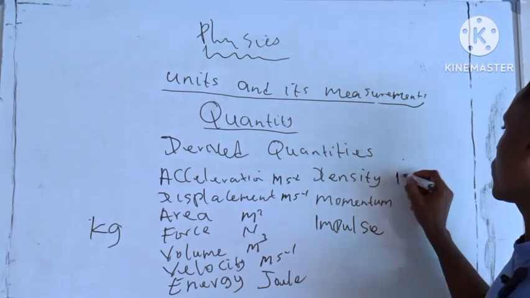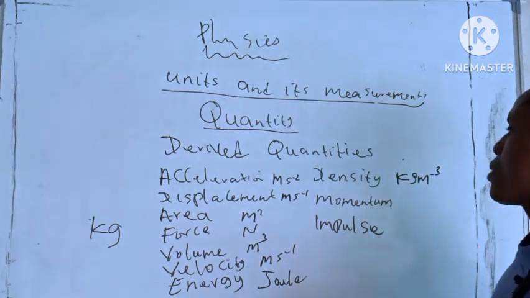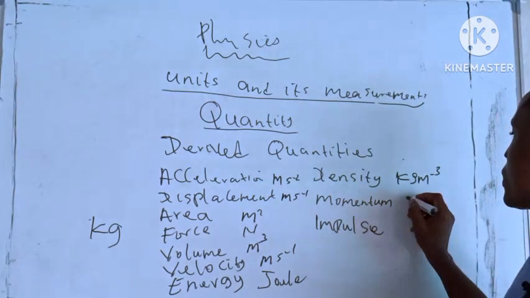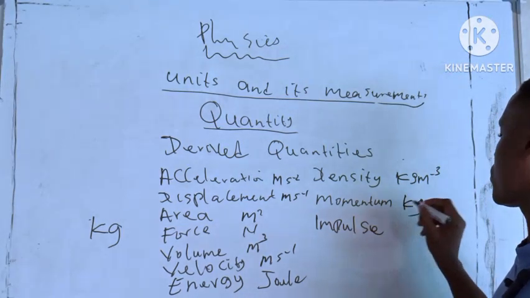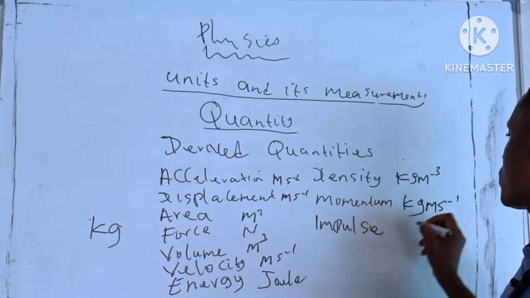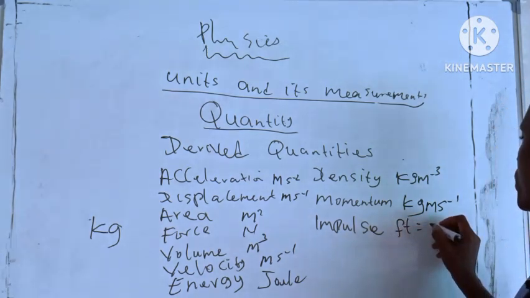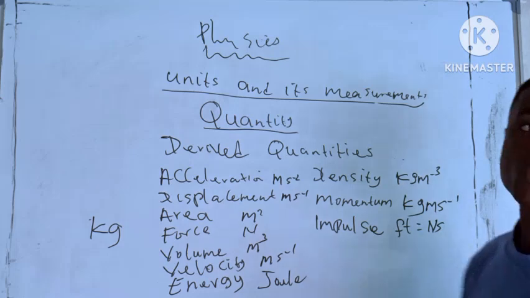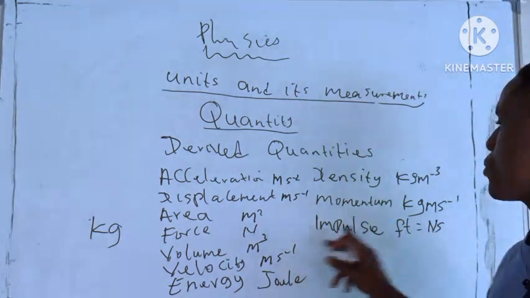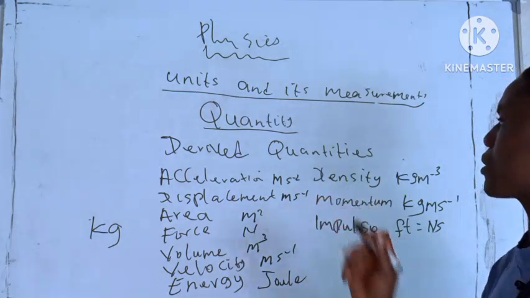density, kilogram per meter cube, momentum, kilogram meter per second. Impulse, the formula is Ft, so it will be Newton second. So these are the units of these derived quantities.